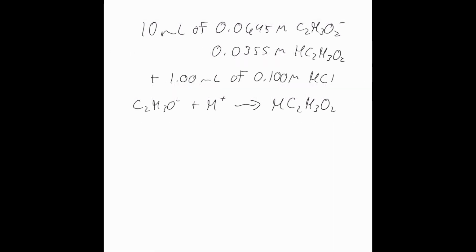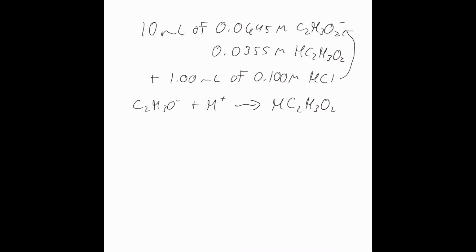So here we have our problem set up where we've got 10 milliliters of 0.0645 molar acetate and 0.0355 molar acetic acid. We're going to add 1 milliliter of 0.1 molar strong acid. So the strong acid is going to react with the base, not the acid. So our acetate reacts with H+. I've dropped the Cl. It's just a spectator ion, and we're going to generate acetic acid.